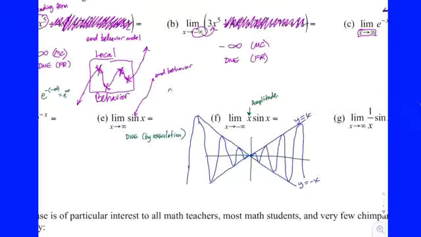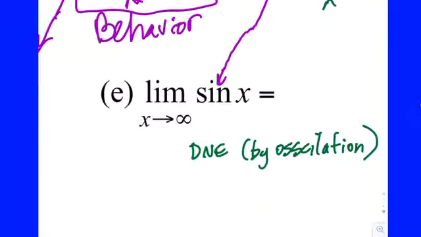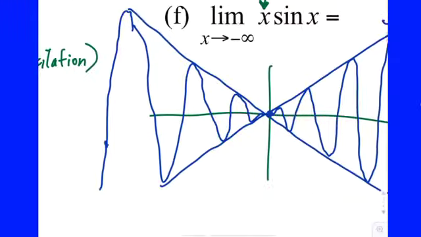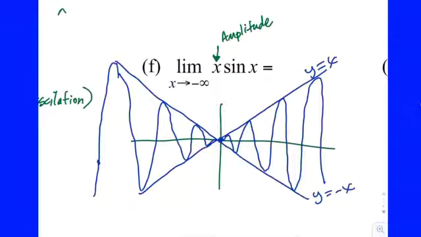Over here, remember when sine oscillated between two fixed values? We said there was no limit. This one's not oscillating between two fixed values. It's oscillating between two values that are getting bigger and bigger and bigger. So this one is also DNE. And believe it or not, it's also by oscillation, but not between two fixed values.